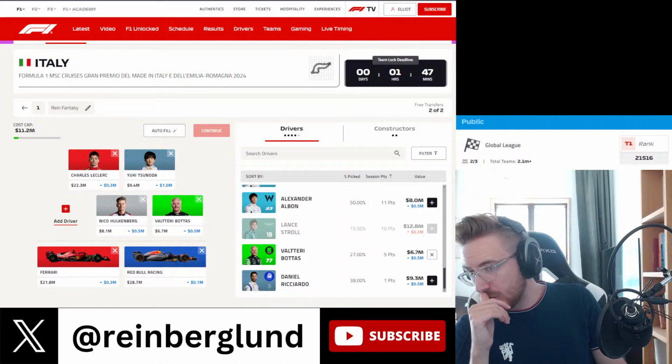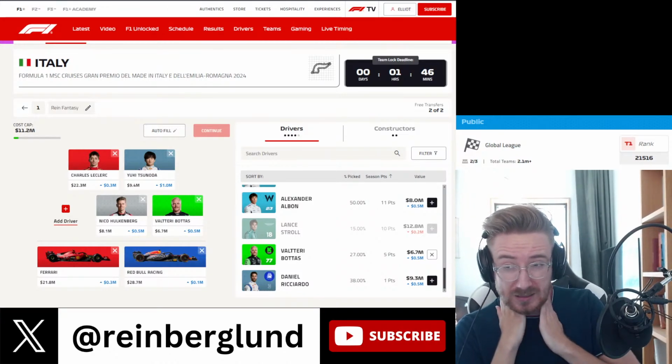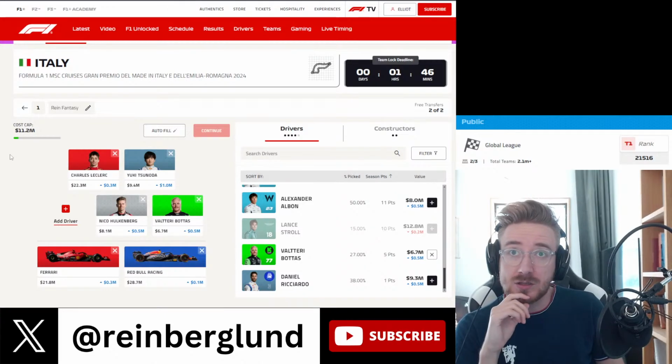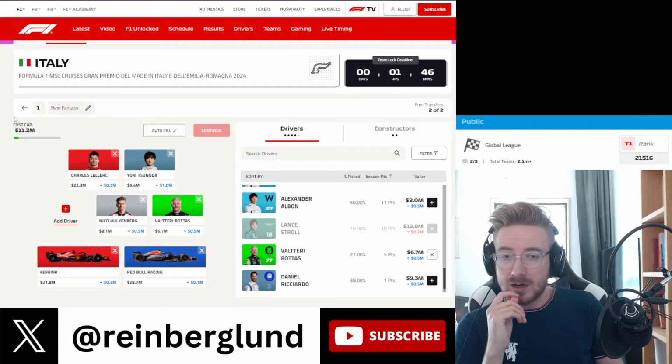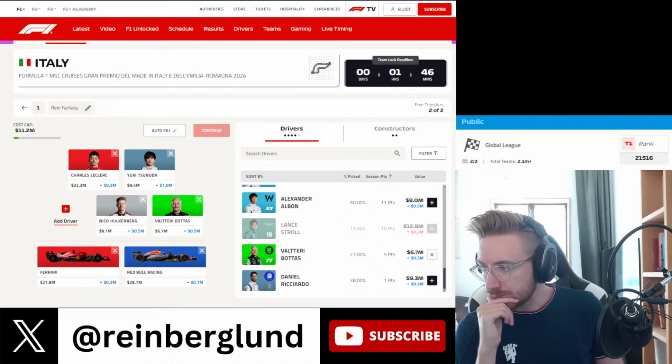Magnussen or Gasly Ocon? It's close, but I think Magnussen still. I haven't seen enough from Alpine. And especially, Alpine has gotten points this season because of overtakes, mainly. And they aren't going to be able to overtake that much in Imola and in Monaco. And they still don't look that good in qualifying. So, I would probably go for Magnussen over the Alpine boys.